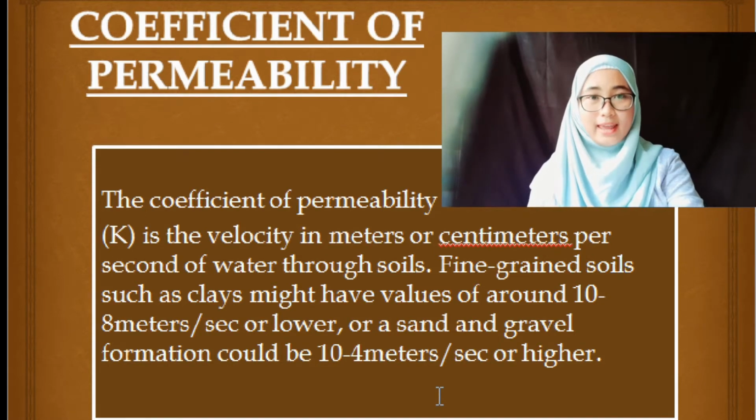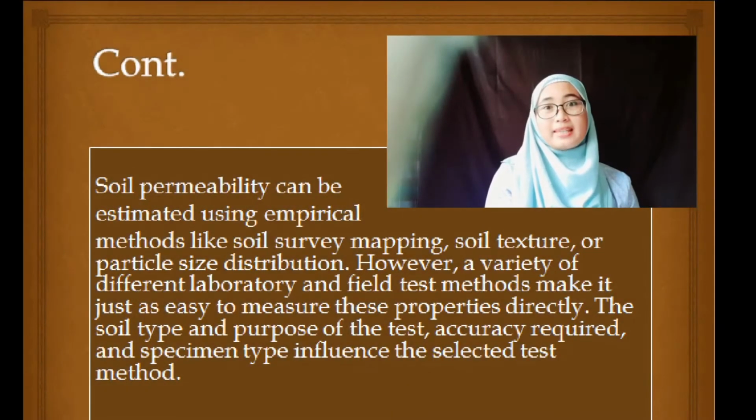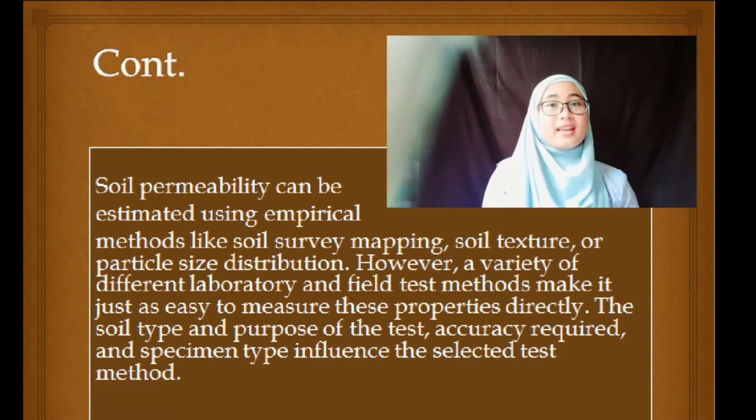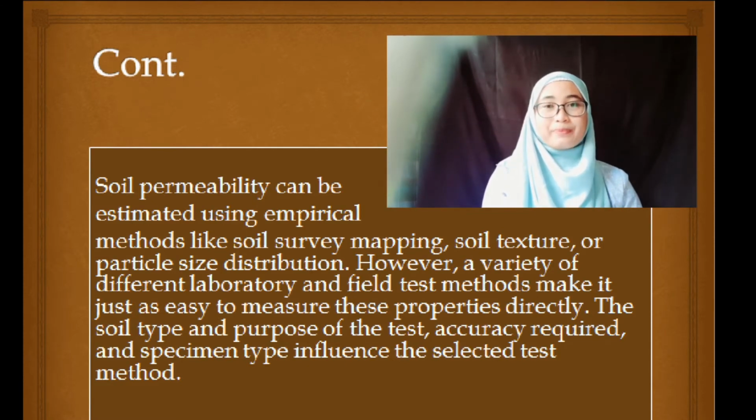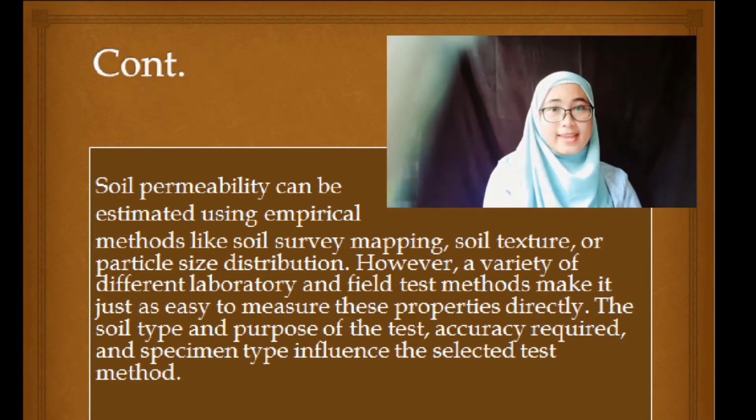Soil permeability can be estimated by using an empirical method such as soil survey mapping, soil structure, or particle size distribution. However, a variety of laboratory and field test methods make it easy to measure the properties directly. The soil type, the purpose of the test, the accuracy required, and the specimen influence the selected test method.